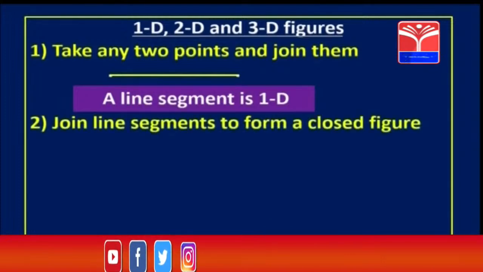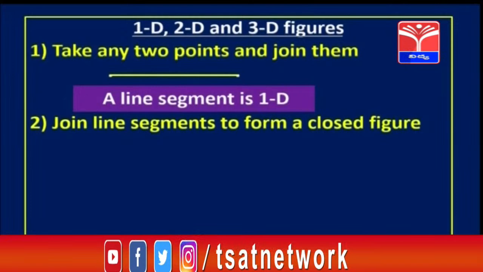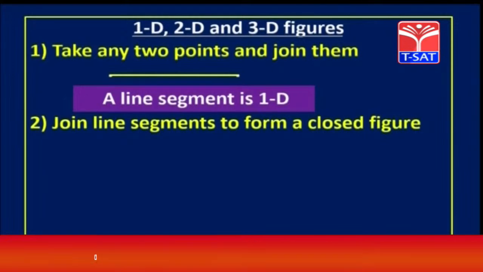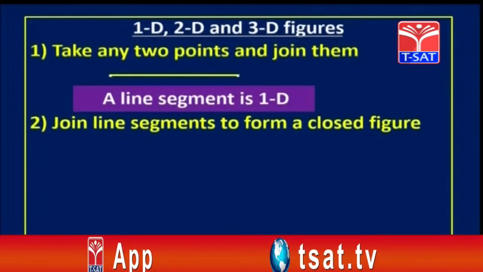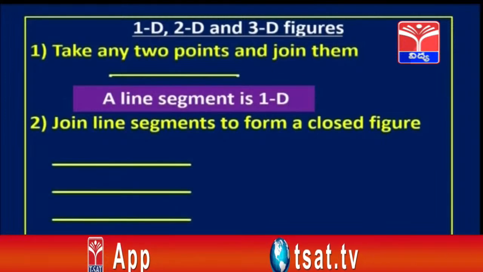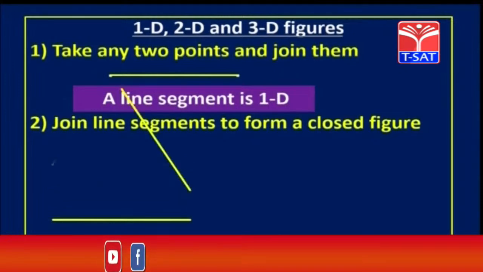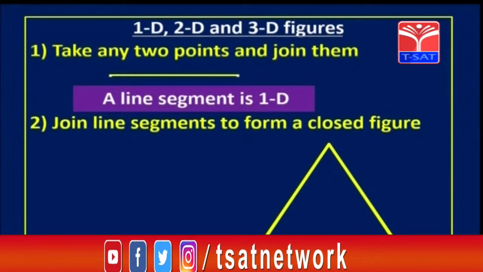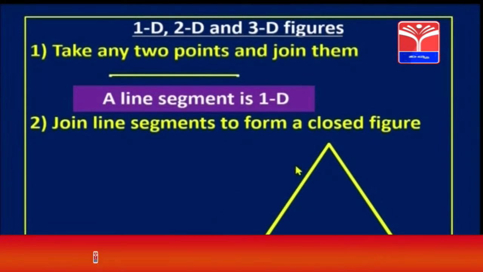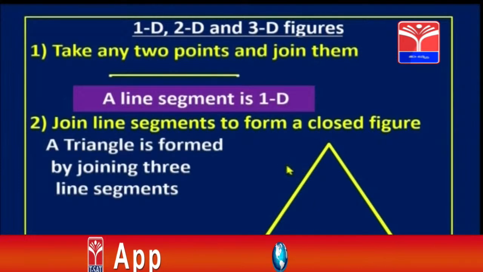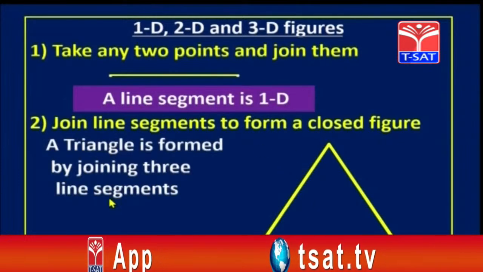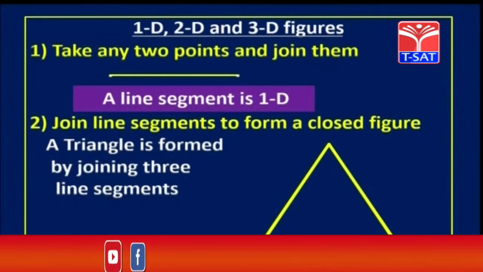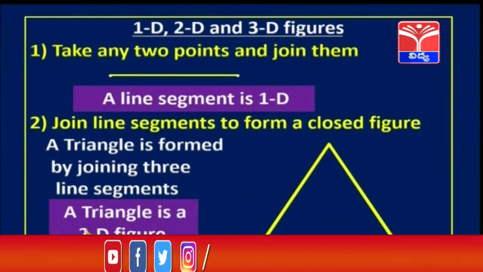Now, what you have to do children? Join line segments to form a closed figure. To get a 2D shape, we have to use line segments which are 1-dimensional. Children, here I am taking 3 line segments which are equal. I am joining them to make a closed figure. Children, this closed figure is a triangle which is a 2D shape. So, a triangle is formed by joining 3 line segments. How many line segments are needed children here? Yes, we need 3 line segments to form a triangle, and a triangle is a 2D figure.